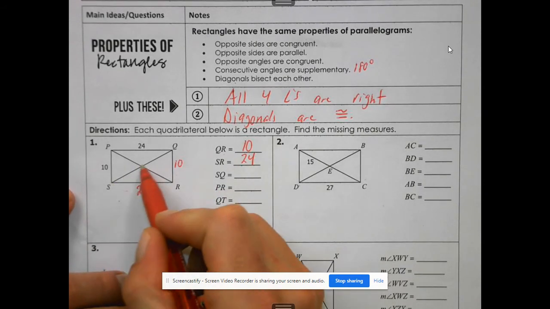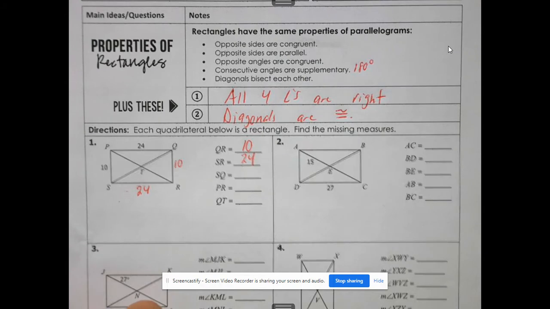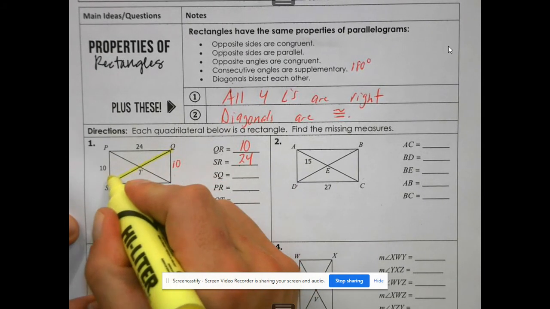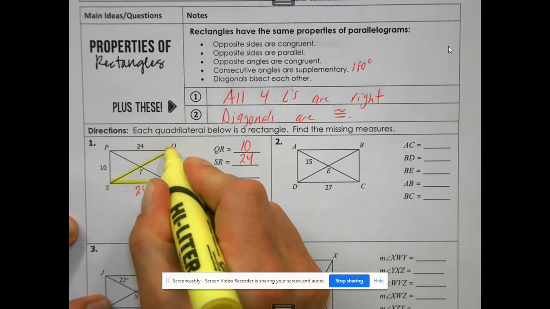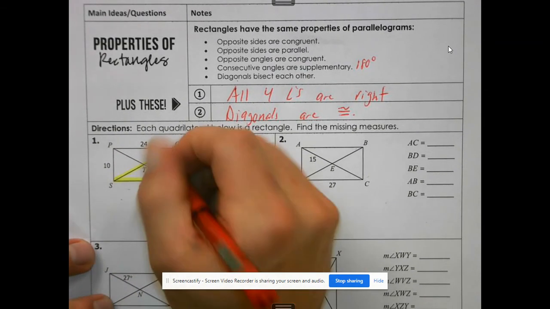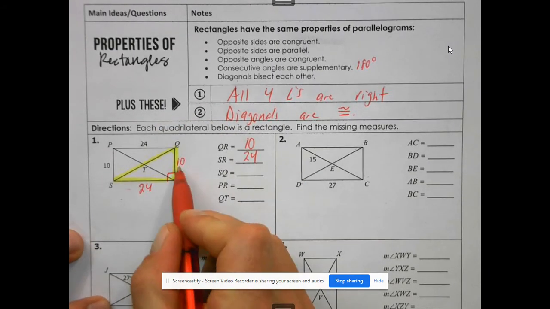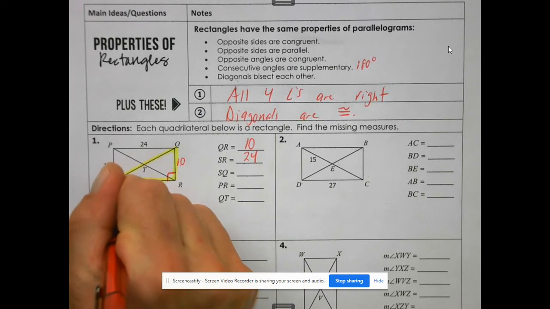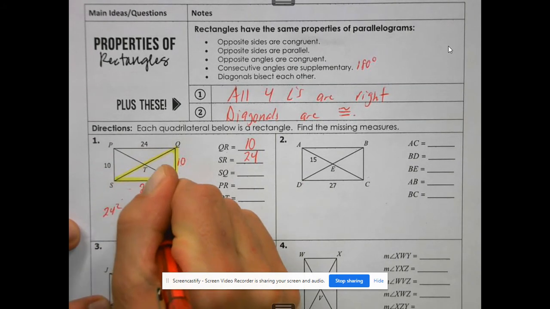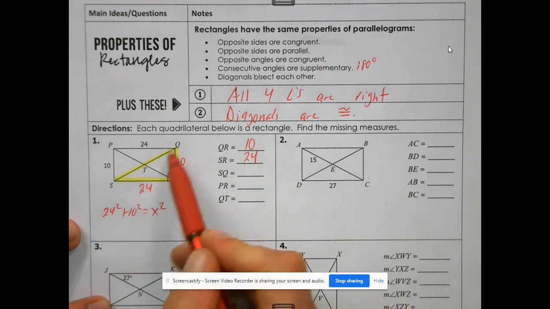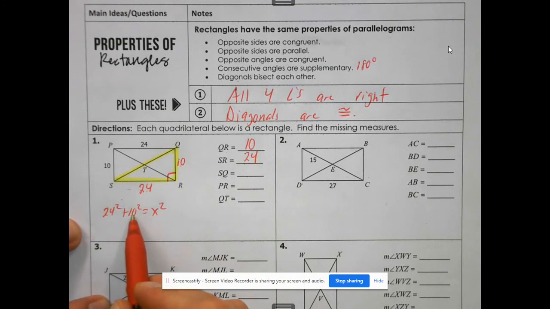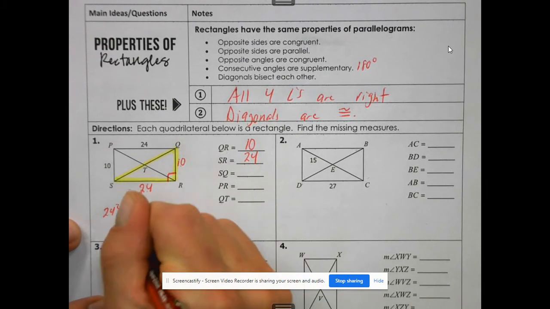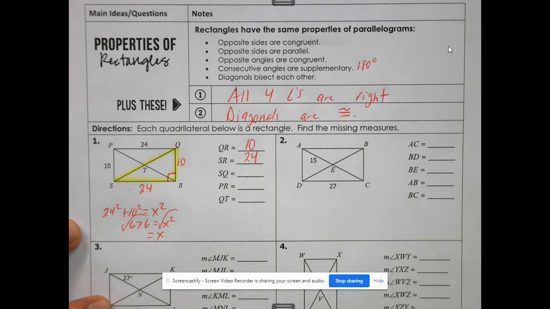It wants this whole piece right here. So what we can do is use the Pythagorean theorem. I'm going to highlight a triangle for you. If you look at that triangle right there, I know my 90 is right here. A squared plus B squared equals C squared. So 24 squared plus 10 squared equals X squared, which should be this piece right here. Add up that left side, that comes out to be 676. Then we square root both sides, get rid of the square, and that comes out to be 26.